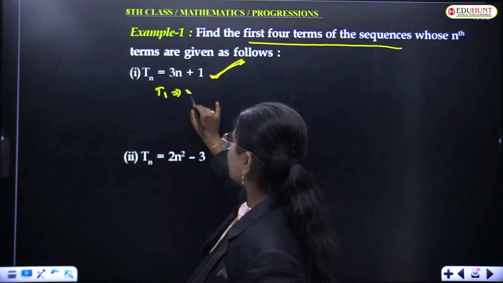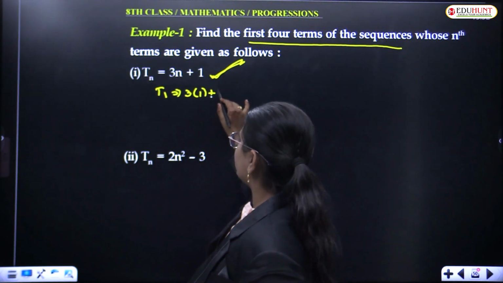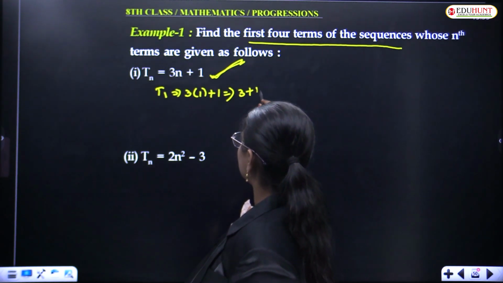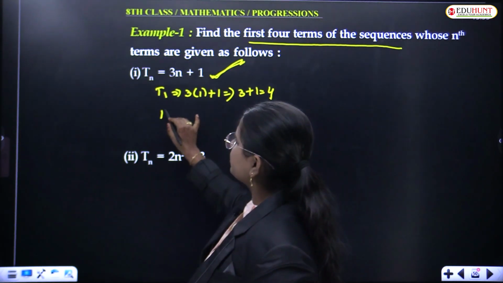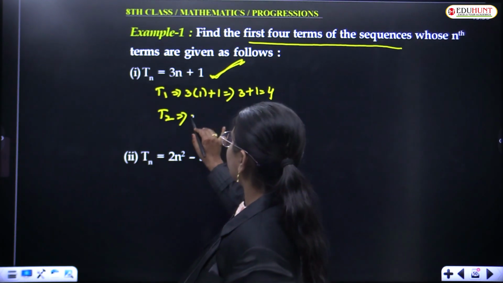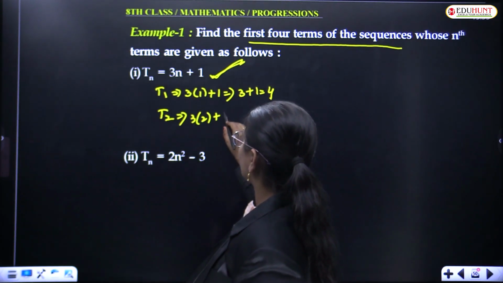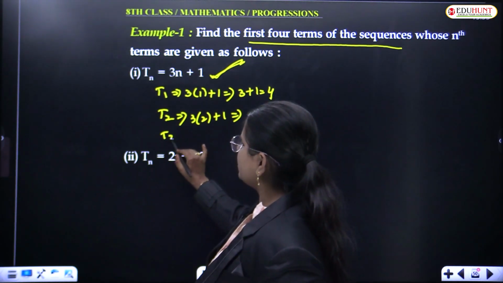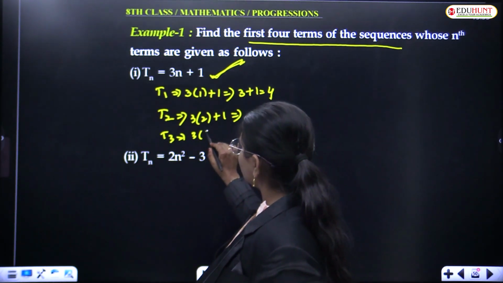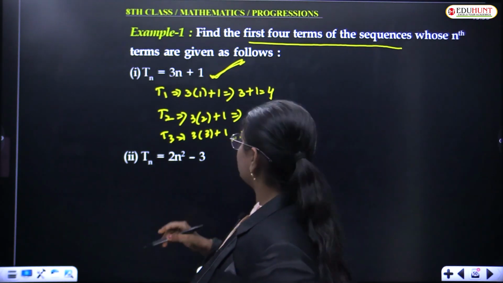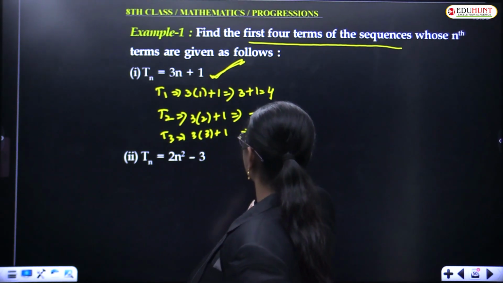T1 is equal to, in the place of n, you need to substitute 1. So, what is the formula? 3 plus 1, which is equal to 4. Next I need to find T2. T2: 3 into 2 plus 1, which is 6 plus 1, 7. Next is T3: 3 into 3 plus 1, which is nothing but 10, correct?